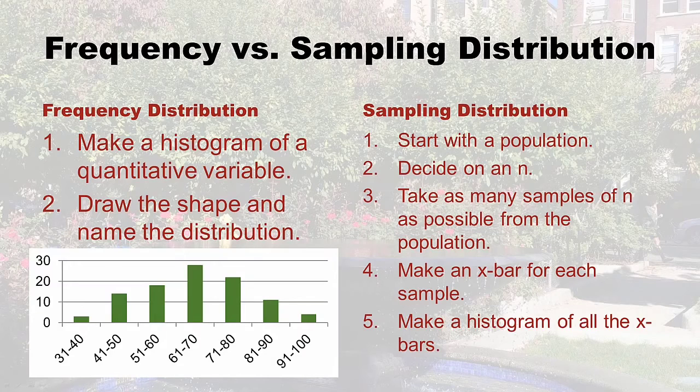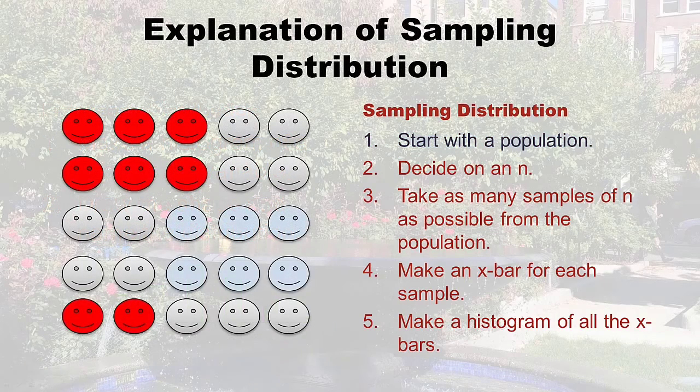And I'll show you a little demonstration so you can really wrap your mind around how many different samples that can be. But each one is going to have an X bar, and then you make a histogram of all those X bars. So I'm going to show you what I'm talking about. We're going to imagine this is a population of people, and we're going to talk about BMI, or body mass index, just so you can wrap your mind around this. So you start with this population.